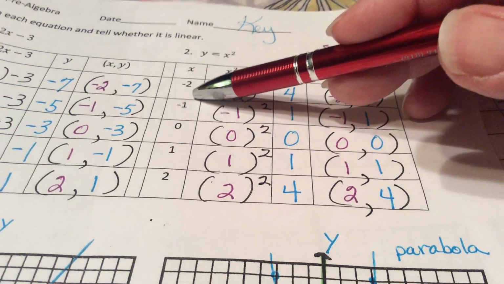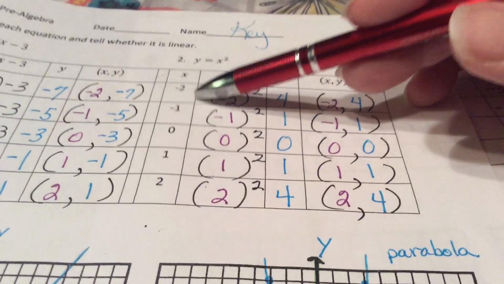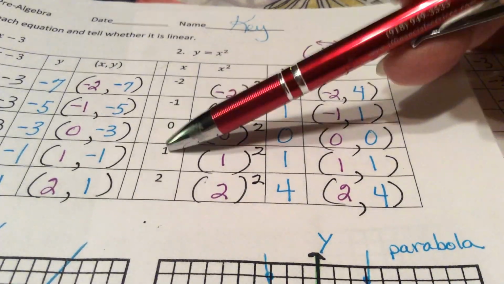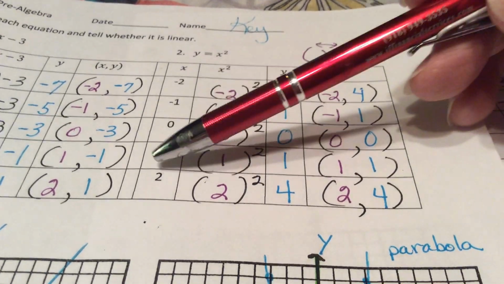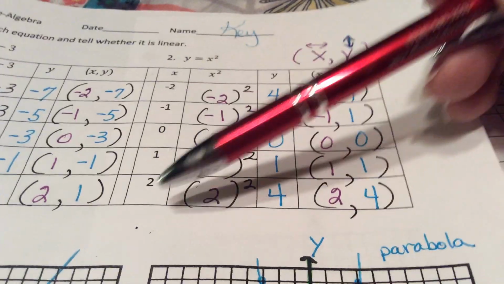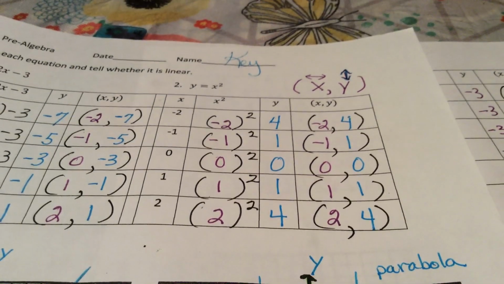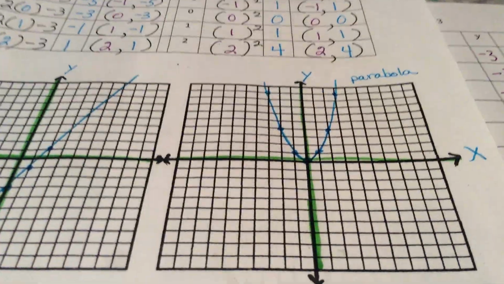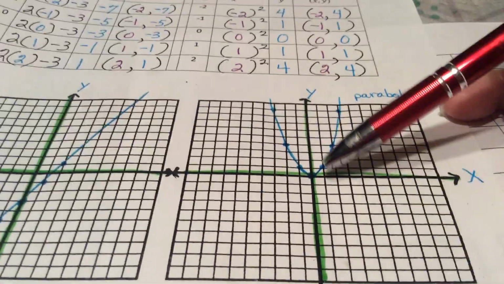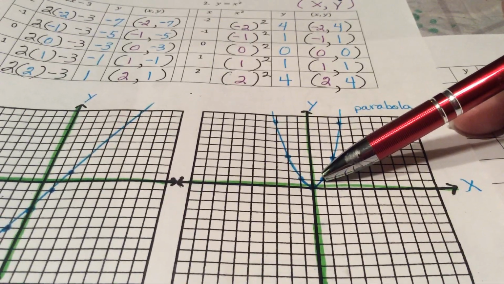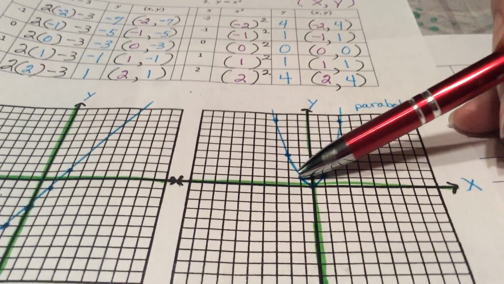Now we put our x's and y's in coordinates. We get negative 2, 4, negative 1, 1, 0, 0, 1, 1, and 2, 4. Now when we graph this one, we end up at 0, 0. We end up at positive 1, up 1, negative 1, up 1.